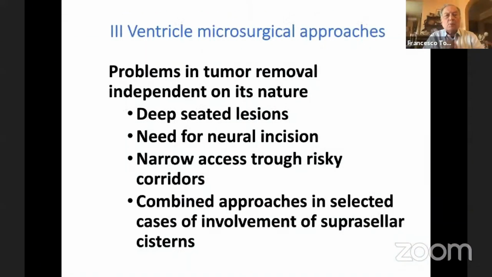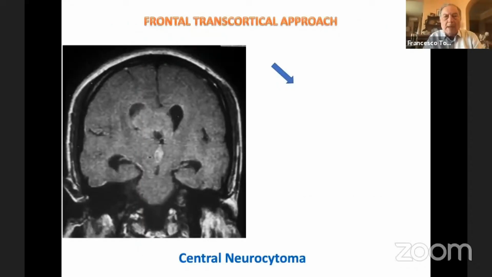What are the problems in tumor removal, which are independent of its nature? They are deep-seated lesions, of course. Sometimes we need also a neural incision, although minimal. We have a narrow access through risky corridors, and sometimes, in some cases, we need a combined approach, but I don't speak about this in this presentation.